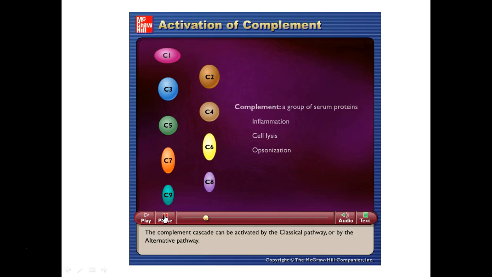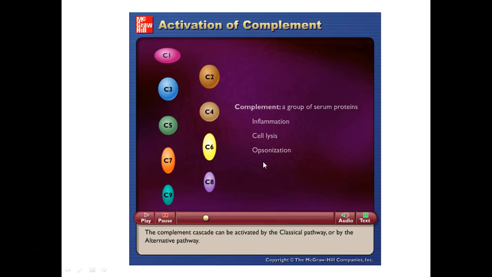And then some of them break into fragments, remember? So we have things like C3a. Which one of these does C3a participate in? Inflammation, cell lysis, or opsonization? C3a, which one? Inflammation, right? It affects the membrane, it affects the permeability of the blood vessels, right? And that's part of the process of inflammation.